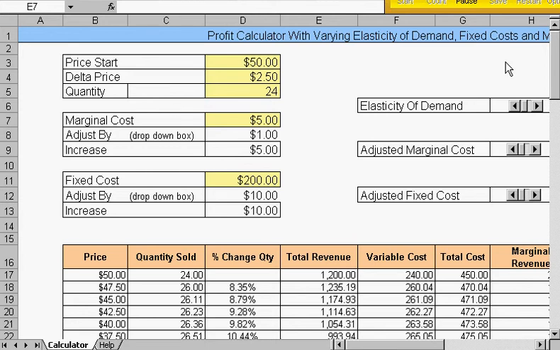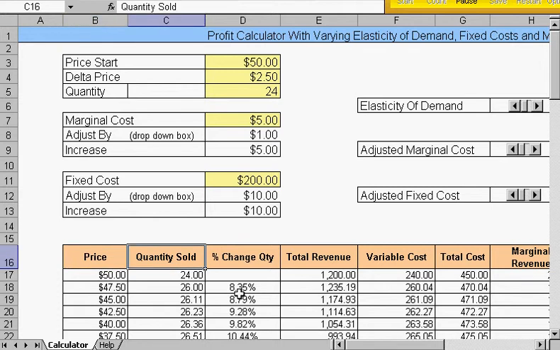This is the profit calculator with varying elasticity of demand, fixed cost, and marginal costs. We start with a price of $50 that we enter here, a delta price of $2.50, and a quantity of 24. So those figures are propagated here: 50, a delta of $2.50, and a quantity of 24.